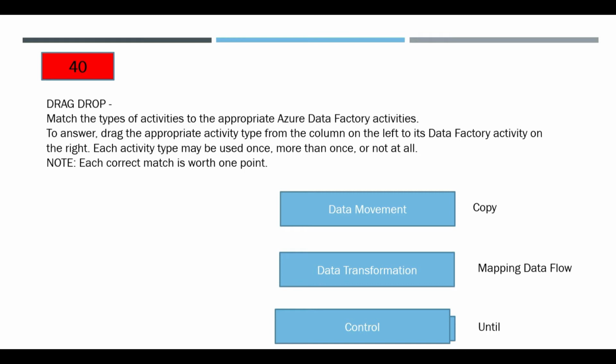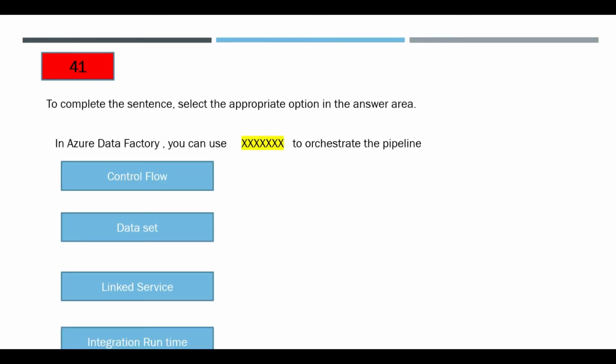Now let's move to the next question. Here we are expected to provide a service which is used to orchestrate the pipeline. If we scan through the options, we see integration runtime, which provides the compute for processing, and this doesn't help you with orchestration. Linked services are your data sources; this is how you link the source and the destination, but it is not used to orchestrate the pipeline. Data set is just a set of data. It will not help you orchestrate the pipeline. Control flow is the right option in this case, so control flow is the final answer here.